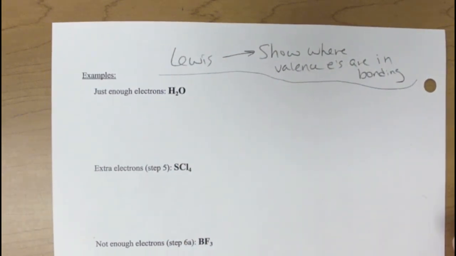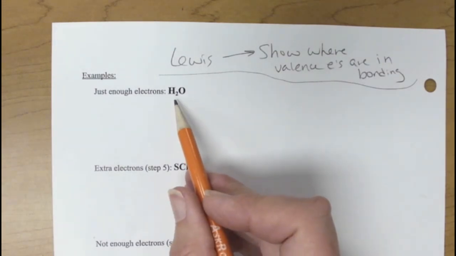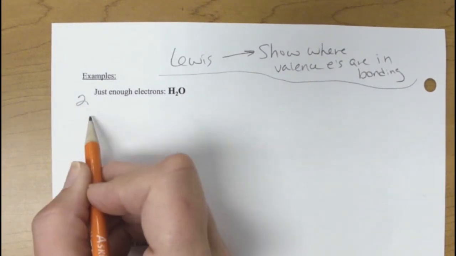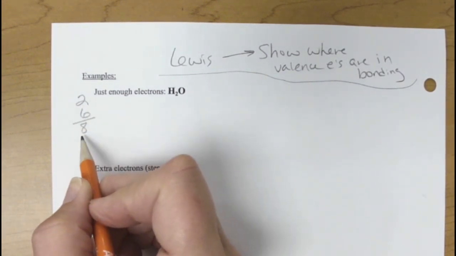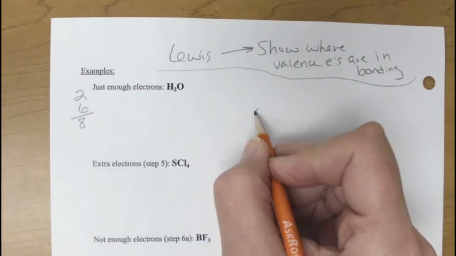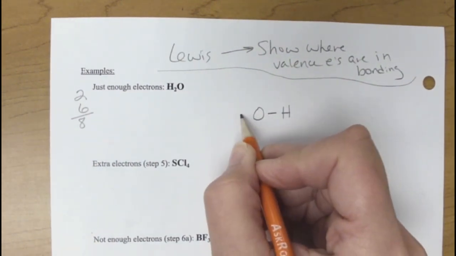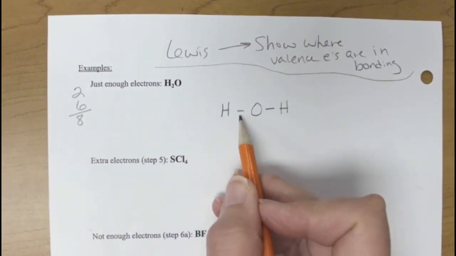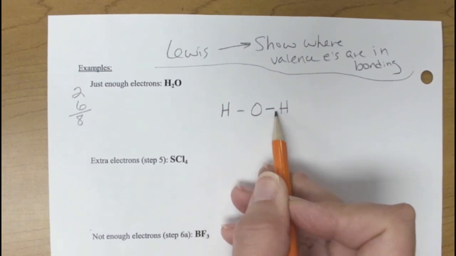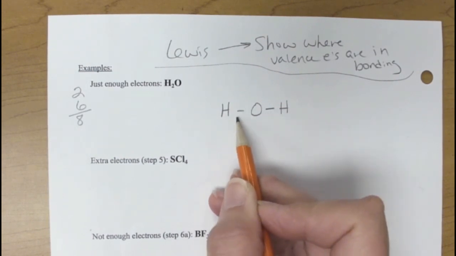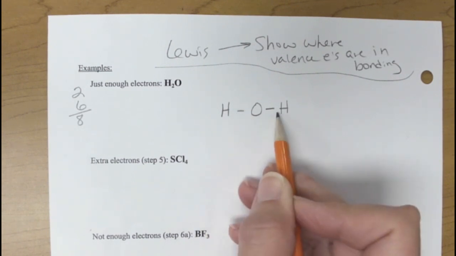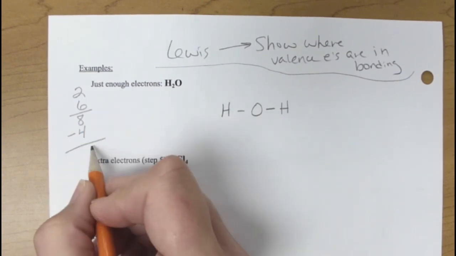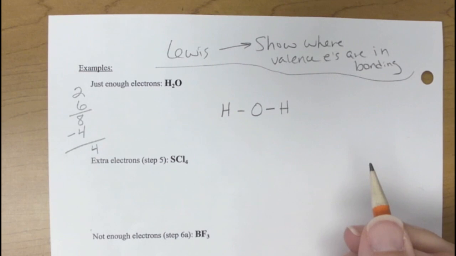So step one is we add up the number of valence electrons. So we go look at the periodic table. Hydrogen has 1, but we have 2 hydrogens, so there's 2. Oxygen has 6, so we add it all up. We have 8 valence electrons. That's our first step. We're going to draw our skeleton structure. And then we take all of the valence electrons we've already used up in bonding, which would be, here's a pair and here's a pair, so we have 4. So we take our total number of valence electrons, subtract the ones used in bonding, and we have 4 electrons remaining.